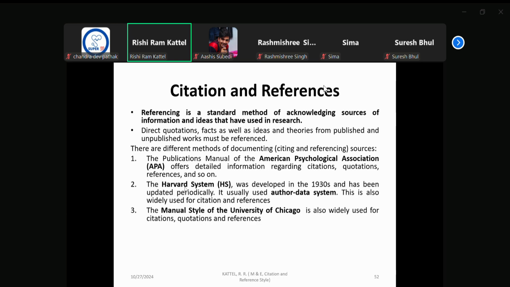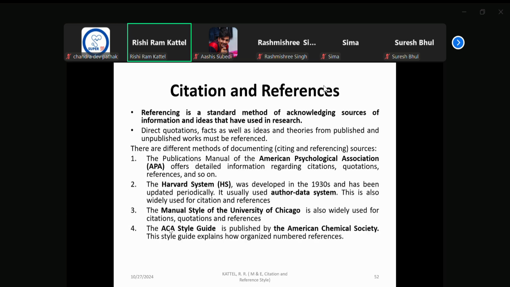Another is the Harvard system, which was developed in 1940 and has been updated periodically. It usually uses author-date system. There is also the Manual of Style of the University of Chicago, widely used for citation, quotation, and references. Other is the ACS style guide, the American Chemical Society guide, published by the American Chemical Society.